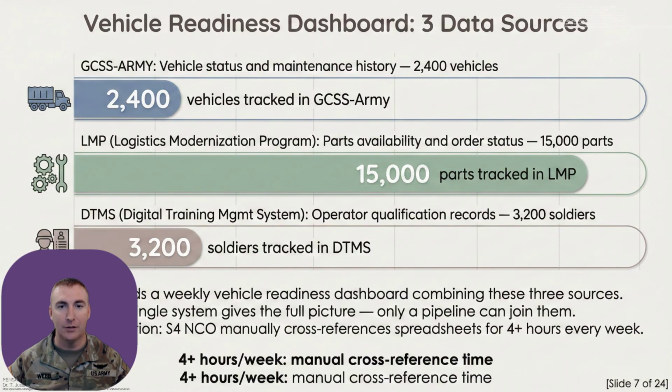Your G4 needs a weekly vehicle readiness dashboard. 3 systems hold the data. GCSS Army tracks 2,400 vehicles. LMP tracks 15,000 parts records. DTMS tracks 3,200 operator qualifications. No single system gives the full picture. Only a pipeline can join all 3 into one view the commander can act on. Right now, a staff officer does this manually for 4 hours every week. The question is, how do you wire those 3 sources together?